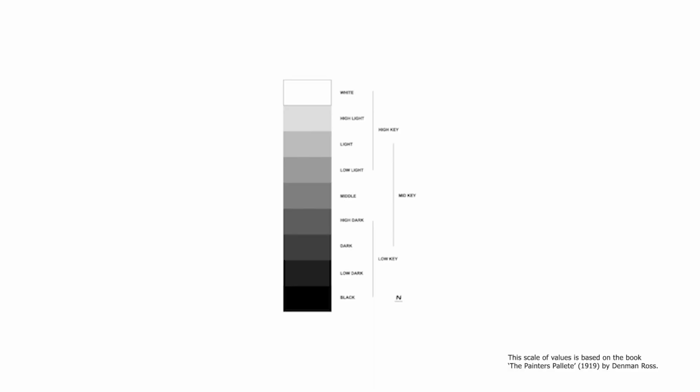So now we go for the definition of value. Value basically is the range between light and dark. So this value scheme goes from white to black. We probably all know that. So we have white, highlight, light, low light, middle. The middle value is like the 50% gray in our Photoshop table. And then high dark, dark, low dark, and black.